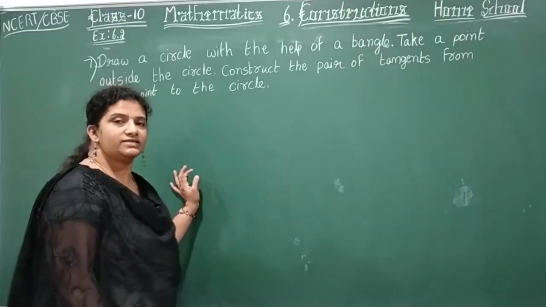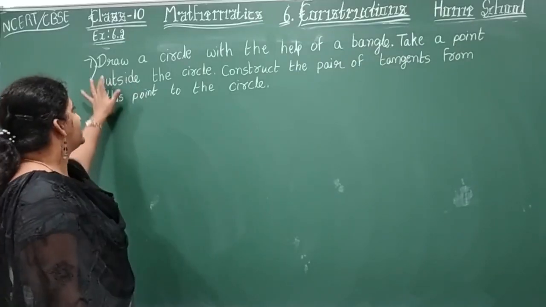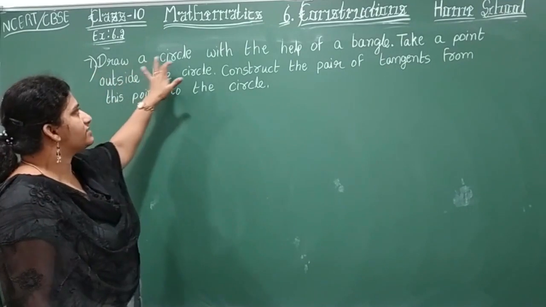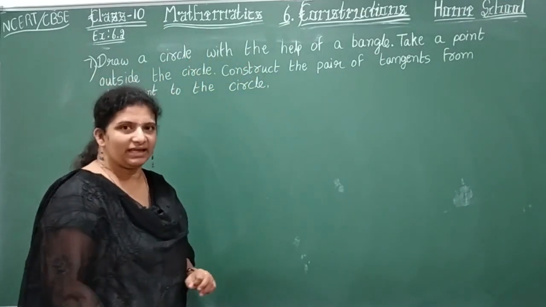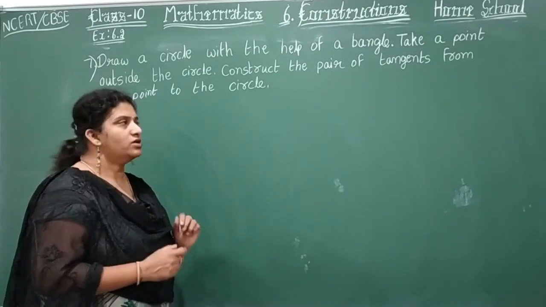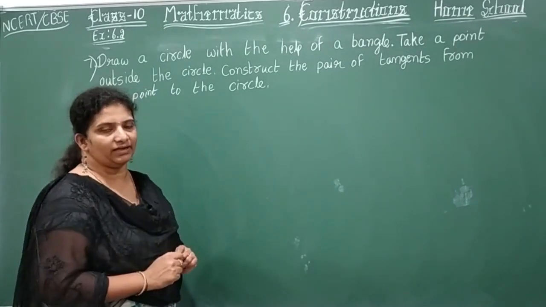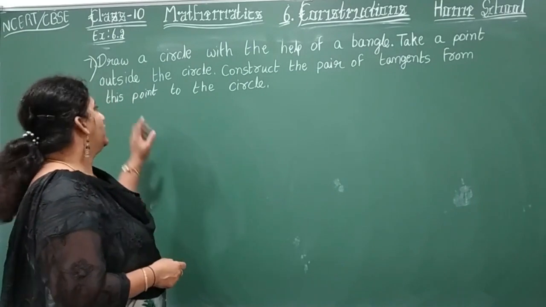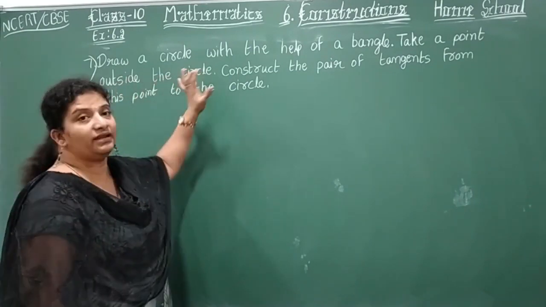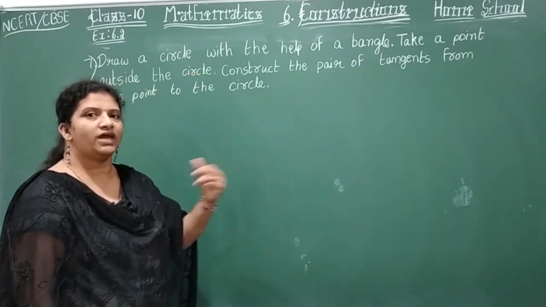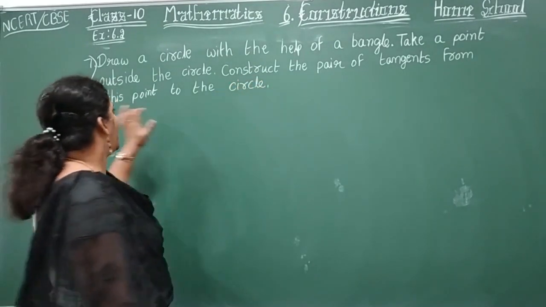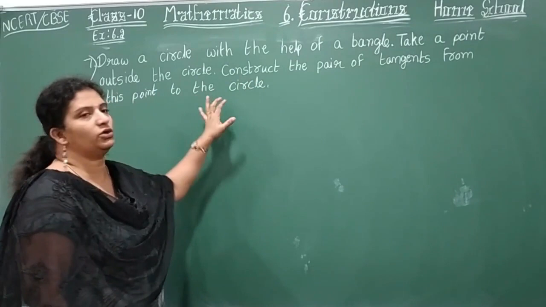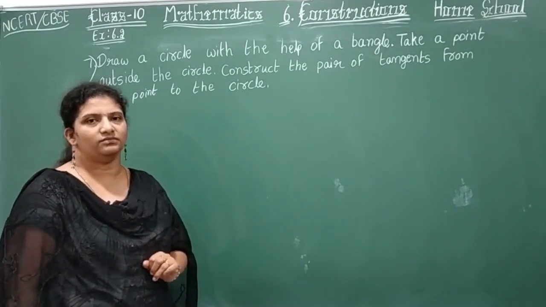Okay, children. It's the last problem, the 7th problem. Draw a circle with the help of a bangle. Bangle, every one of you knows, no, children? So with the help of a bangle, draw a circle. Take a point outside the circle. Somewhere outside, you take one point. Construct the pair of tangents from this point to the circle.